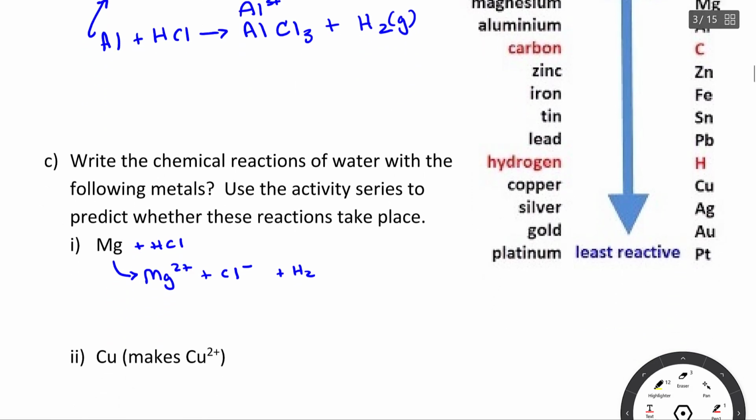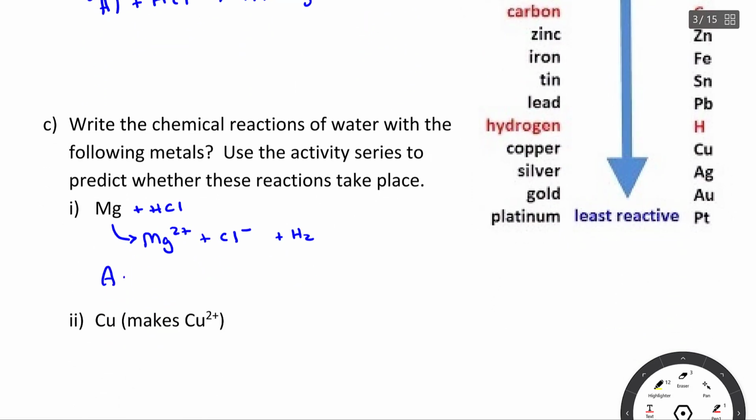Okay, so then what you're going to do is you'll write Mg, and then plus HCl makes MgCl2 plus H2 gas. And then what you end up doing is balancing it, and you end up needing 2 hydrogens here to make it balance.